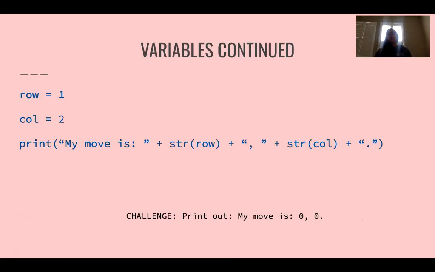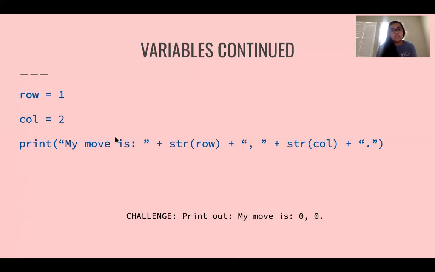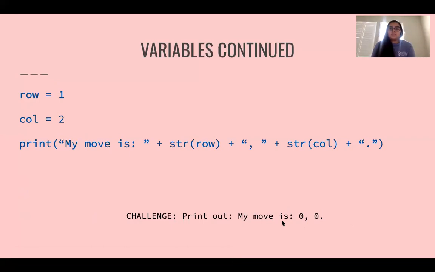Okay, and you can also use the string casting function to be able to print out ints. So basically here we have a row variable and a col variable, and you can use string concatenation with these functions within the print statement to print out my move is 1, 2. And so you guys can try printing this out in the Playground. Oh, one thing to note is that concatenation only works with strings, which is why she had to first typecast and change row, which is originally an integer, into a string.